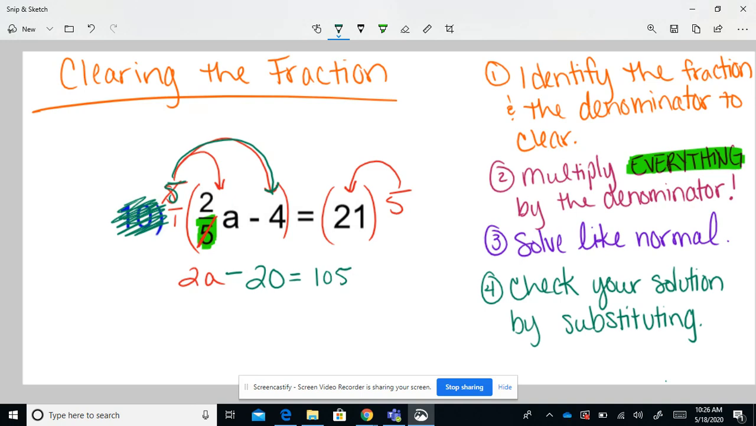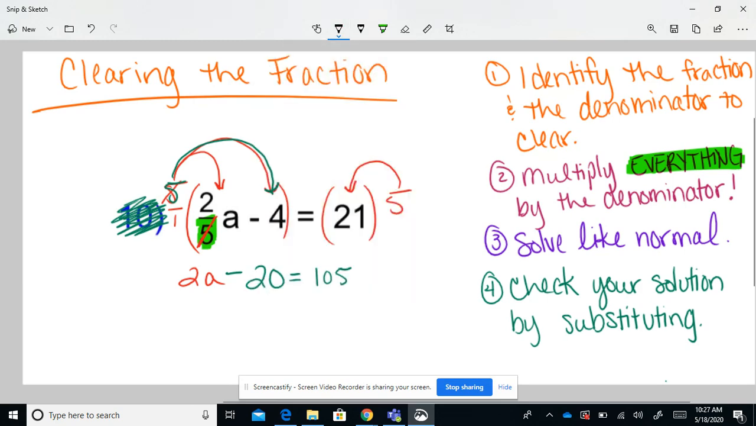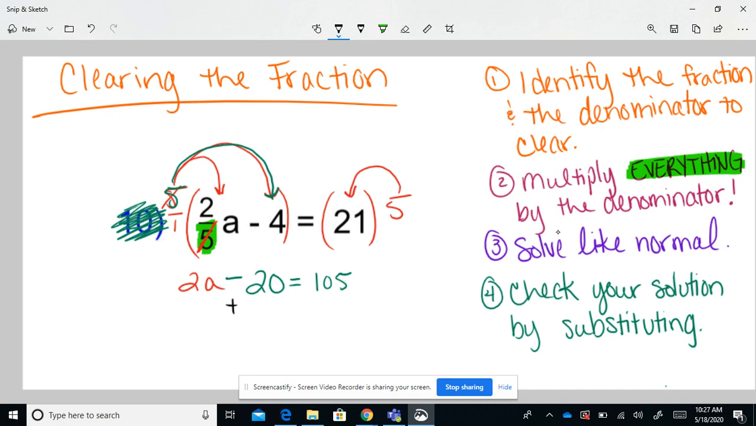Now, I just have a simple two-step equation that is much easier to work with than that fraction junk. So now I just solve that like normal. Okay, so step 3, solve like normal. I'm going to put my finger over my variable, and I see that I have left this minus 20 here, so I'm going to add 20. Whatever I do to one side, I have to do to the other. These cancel out. My 2a comes down. Okay, now this is multiplication, so the inverse is division. Divide both sides by 2.